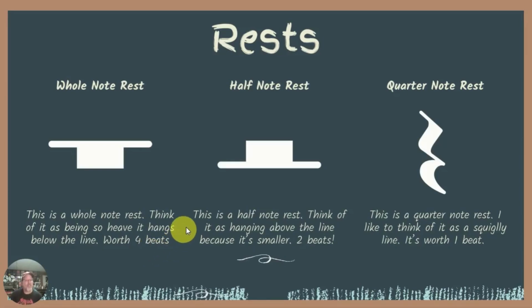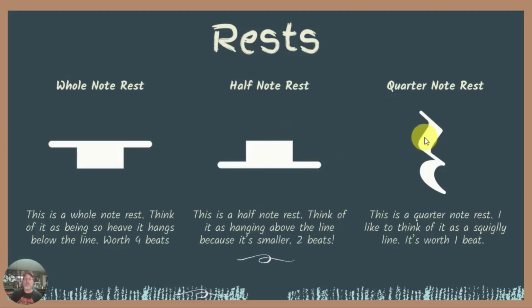So the next one is a half note rest. You can think of this as, of course, worth 2 beats. These are all the same as the notes, but you just stop it for the note value instead of playing it. So this is a half note rest, and it's half as heavy, so it's lighter and floating above the line. If you think about that, the box is floating above the line. It's not as heavy as the whole note rest. That can kind of help you. And so that is your half note rest.